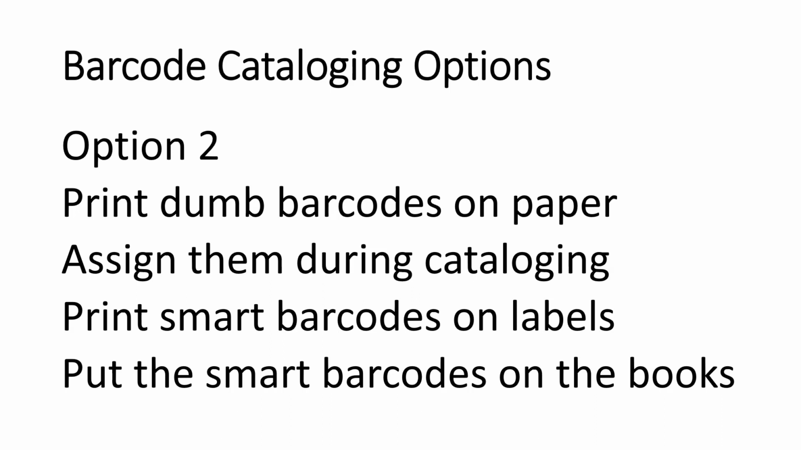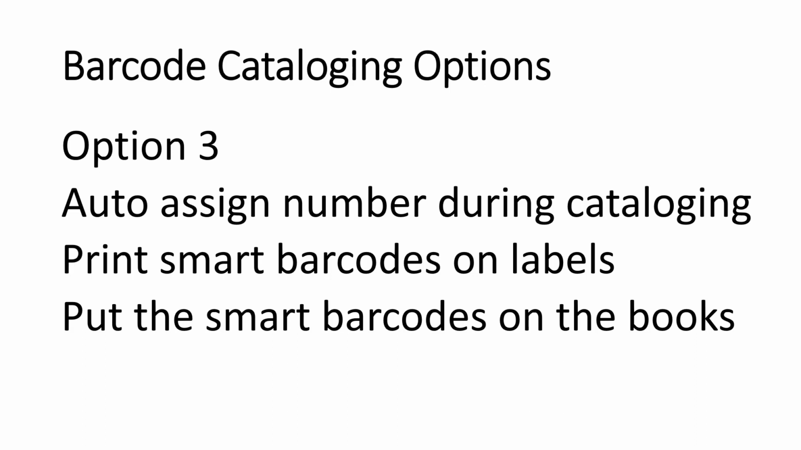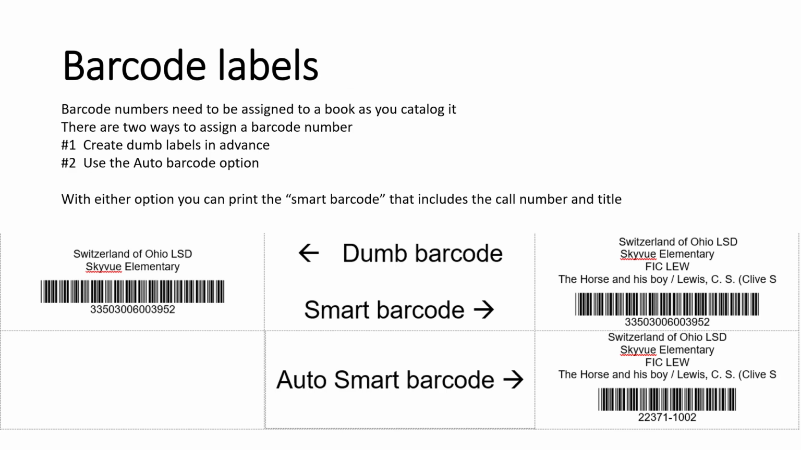A third option would be this auto-assign number. You would auto-assign the number and let the computer pick a number as you catalog the book. When done cataloging, we would print those smart barcodes on the labels and you would put those barcodes on the books. That would be the second row here labeled Auto Smart Barcode. Notice the number. It's a number dash number, so it's a little different format than what you're used to. Any one of these three options is a valid option.